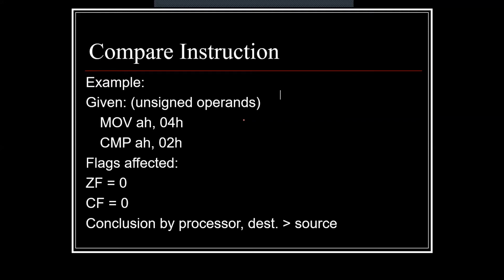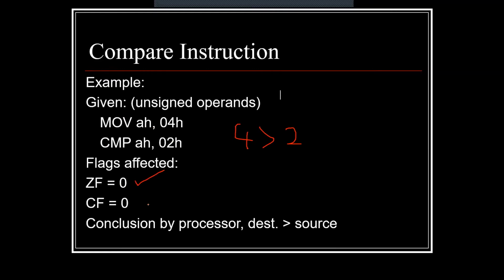So this is an example here. Let's try this one. If we move the x with this one and compare with A2, of course it's not the same. AH is 4, so 4 is larger than 2. Since 4 is larger than 2, the zero flag is definitely going to be set as 0.